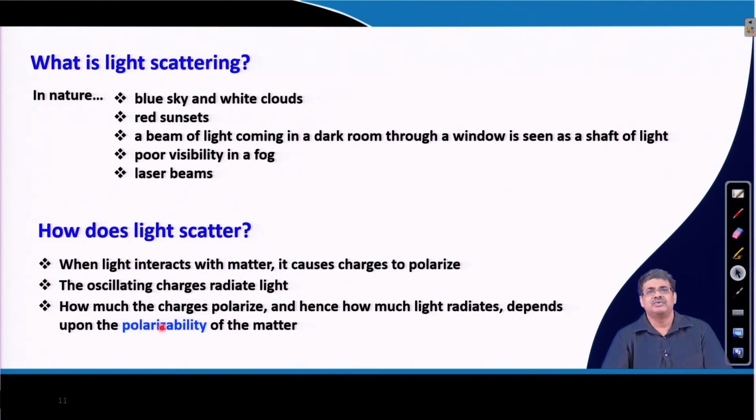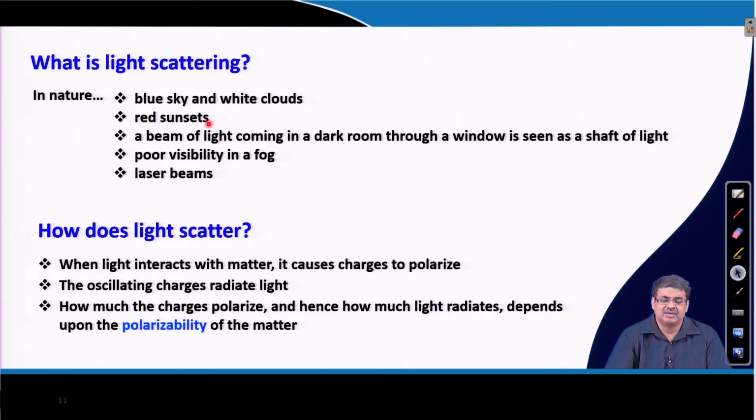Next, I will move to the light scattering technique for determining molecular weight. Before that, I just want to talk a little bit about the light scattering phenomenon. We have seen light scattering in nature, and the reason for the blue sky or white clouds is basically due to light scattering by the gaseous molecules present in the atmosphere.